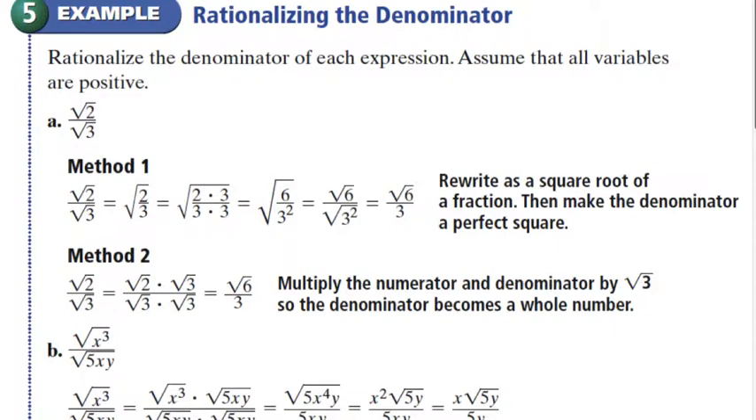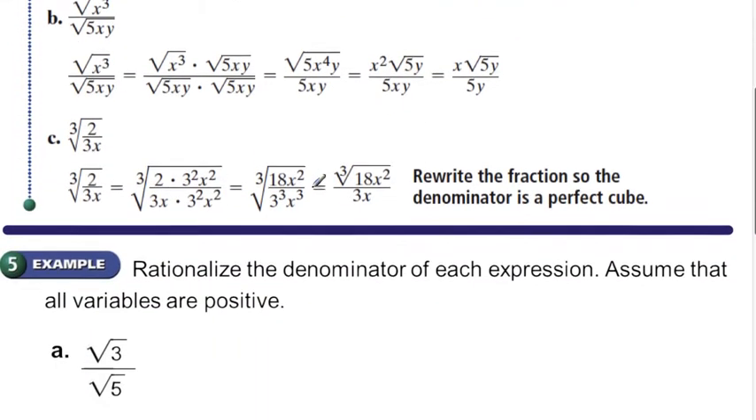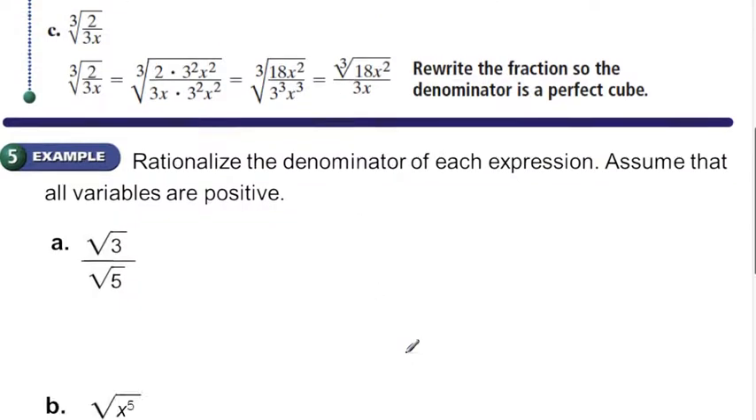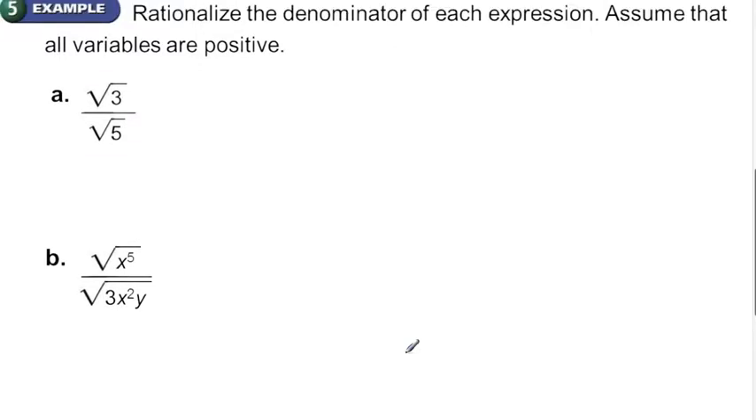Rationalizing the denominator. This was always one of my favorite things to do. Don't know why, it just was. Except for when we got down to problems like C. Hated it. But I'm going to do my best to explain it to you in a way that makes sense. All right, so rationalize the denominator of each expression. Assume that all variables are positive.